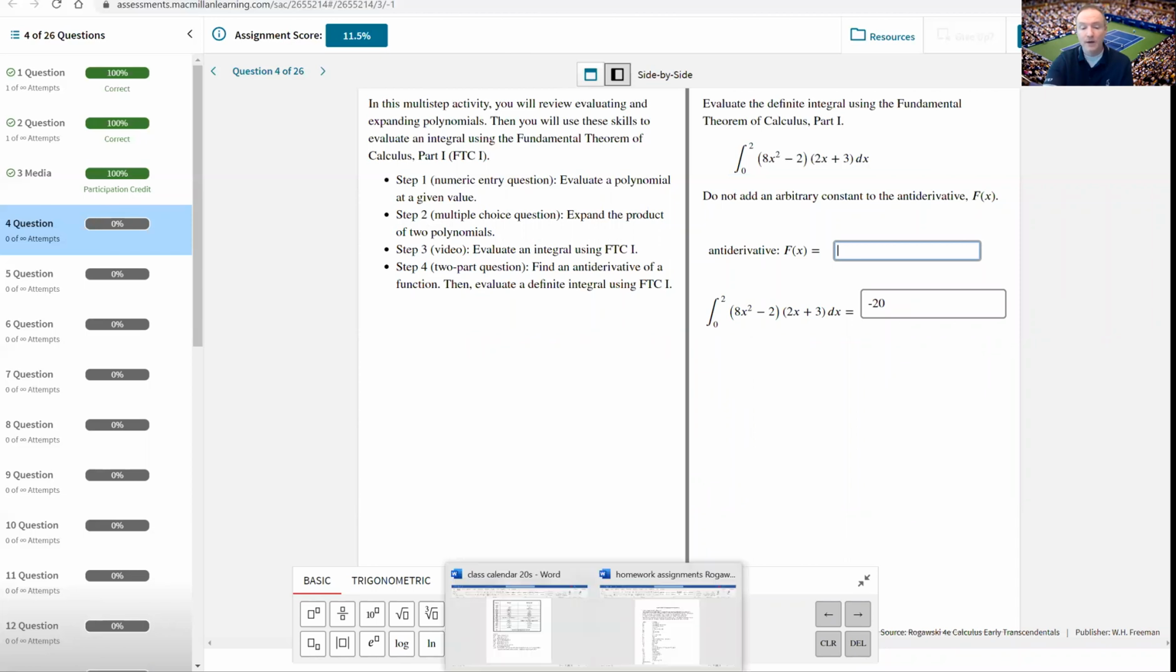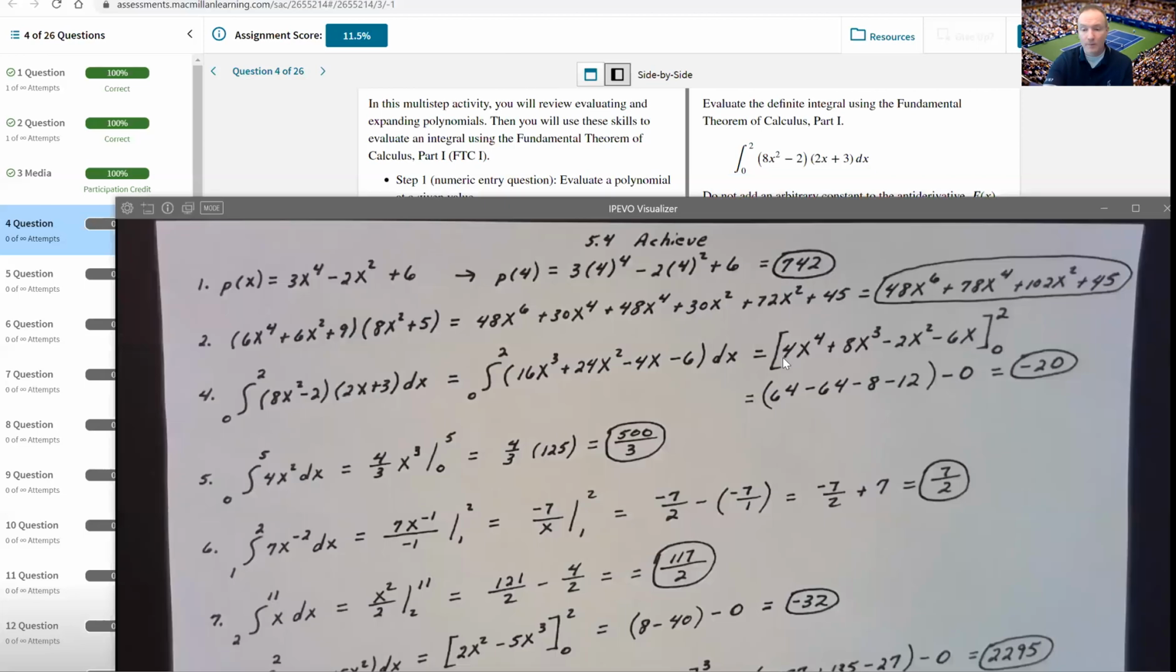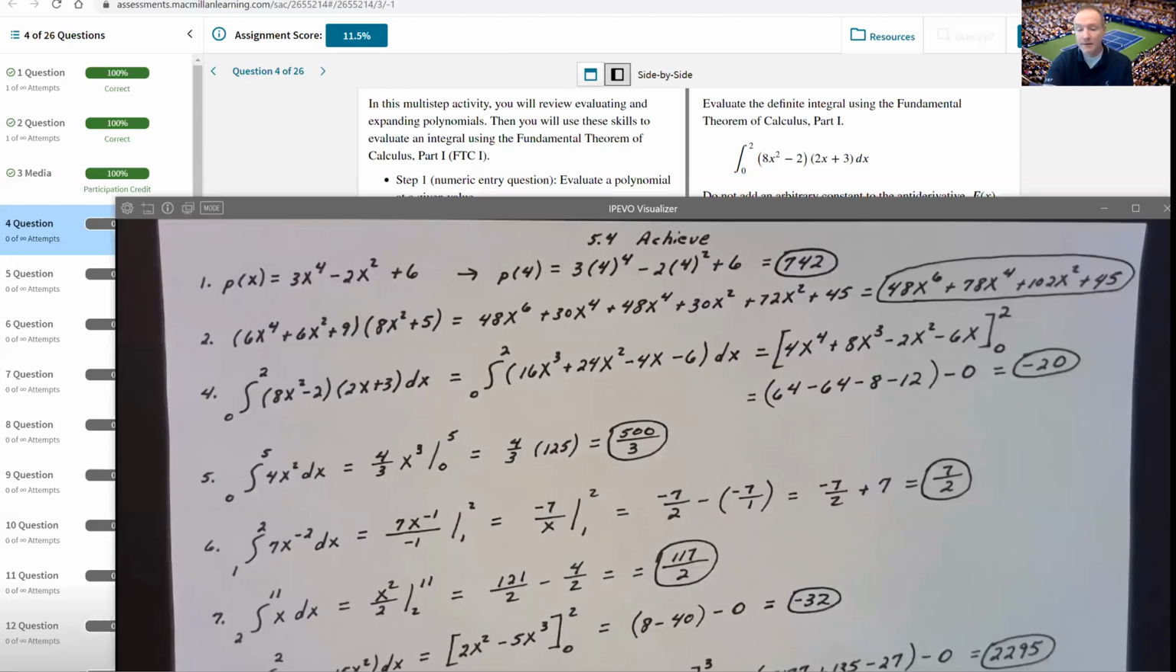Now, for the antiderivative, it looks like they're wanting us to enter that in as well. So that was my function here that I had before I evaluated it. Let me make sure this will stay up on the screen so I can see the function and type it in at the same time. Let's see, maybe.